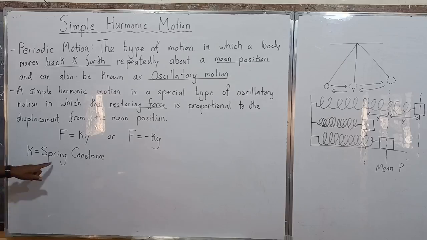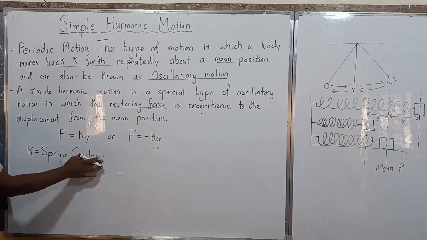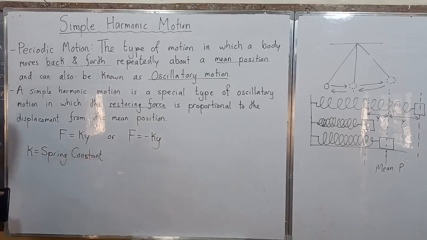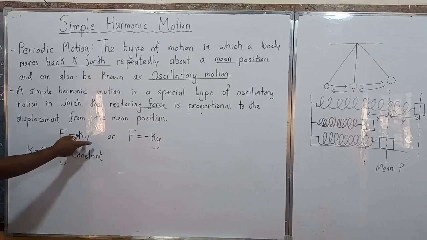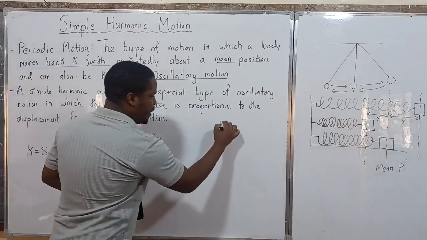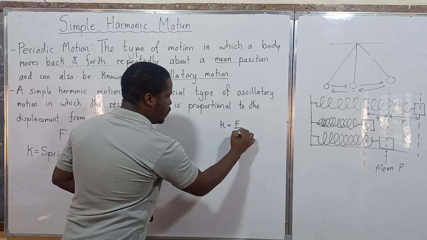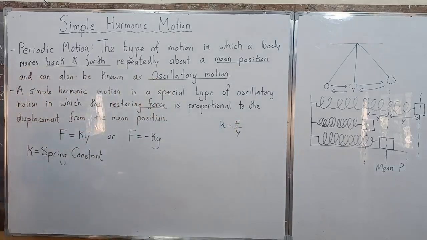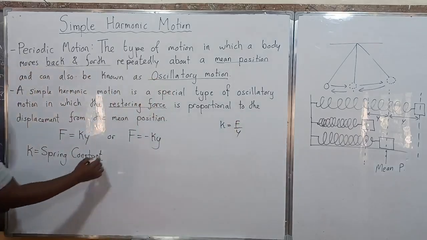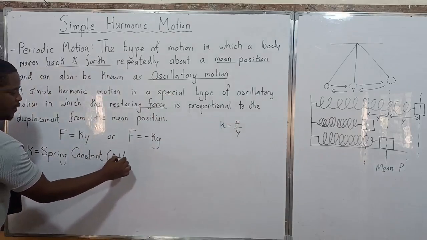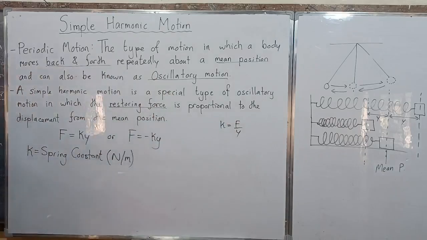Now, what are the units for this spring constant? Since force is equal to ky, we can make k the subject of the formula. Hence, k will be equal to F over y. So we can simply say k is equal to F over y, force over displacement. So that is Newton per meter. So it has the units Newton per meter, like that. Okay, I hope it makes sense.